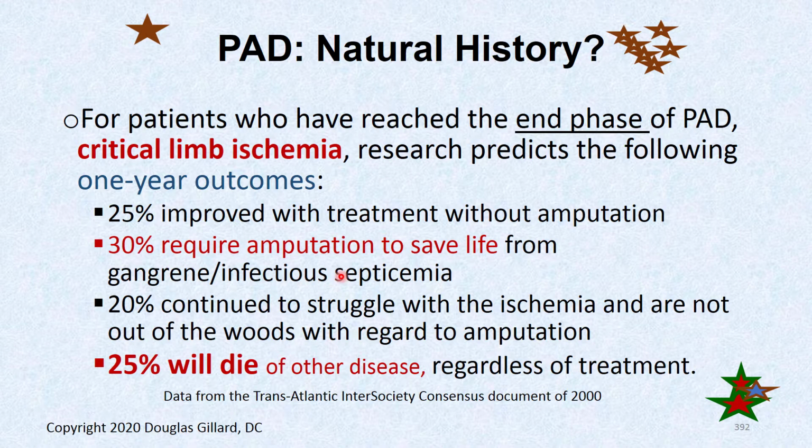30% of them actually fail treatment. They need an amputation to save their life, and then they still have to get the endarterectomy because the other foot might be affected. But they're alive. 20% struggle with ischemia. They're not out of the woods yet. The treatment's kind of holding it off, but they're about the same. And then 25% flat out die. That's a huge number, right? This is a horrible diagnosis, critical limb ischemia. They die of other, usually heart, cardiovascular related diseases. So that's interesting research. There's the original study there, and that still holds today.